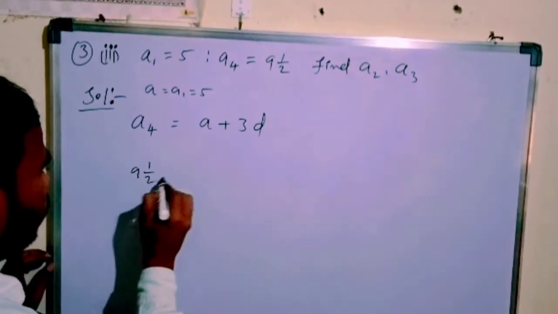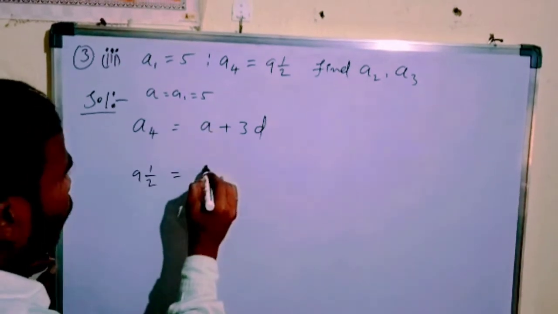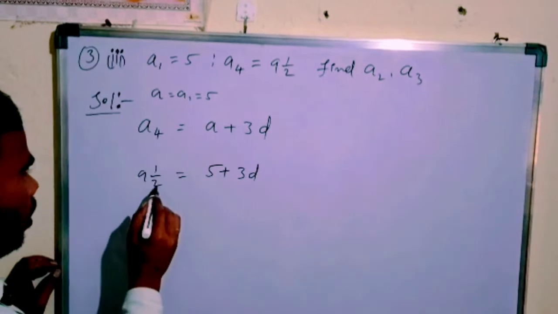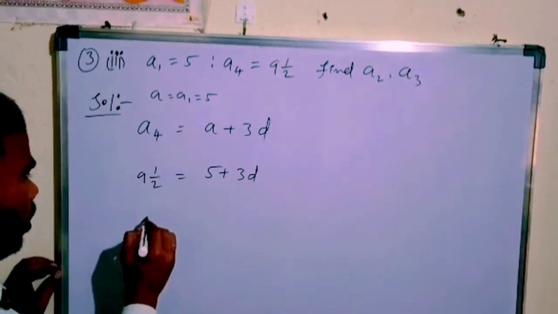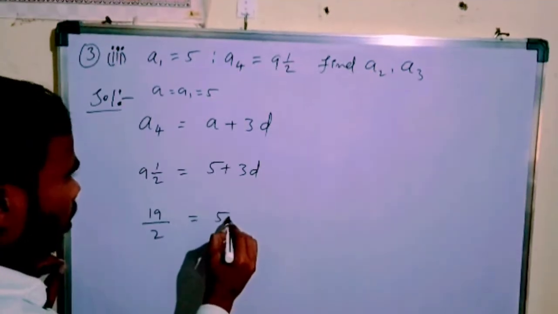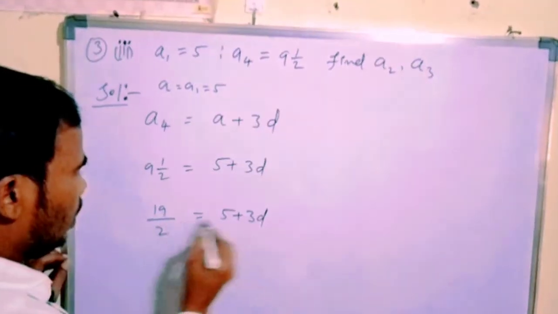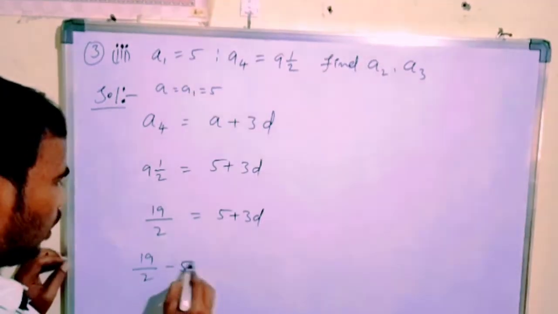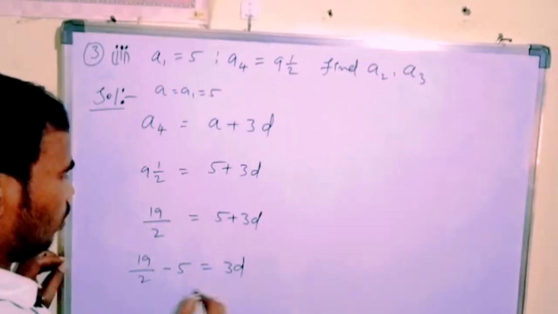9.5 by 2 is equal to a value, which is 5 plus 3d. So what is 9.5? 2 9s are 18 plus 1, 19. So 19 by 2 is equal to 5 plus 3d. This 5 transposes to the left side. So 19 by 2 minus 5 is equal to 3d remaining.